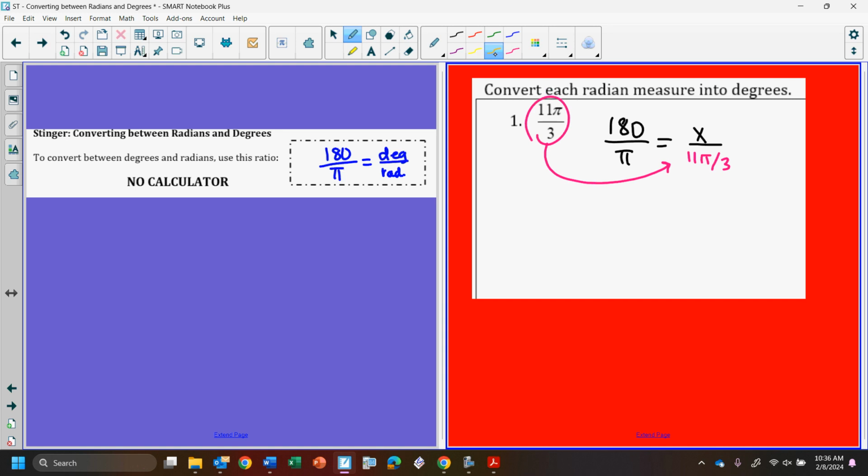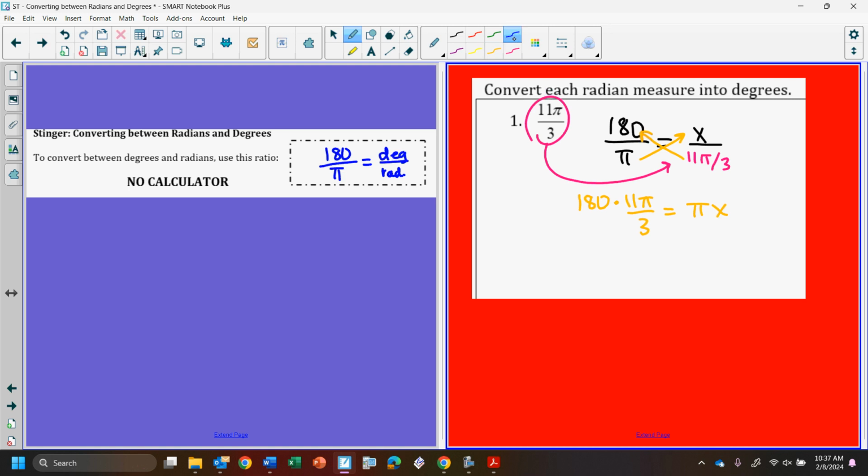Cross multiply, straightforward. So 180 is going to multiply with 11 pi over 3. And don't freak out over it. It's scary looking, but you just got to write it down first and take a breath. What's going to multiply onto the other side? Anybody? Pi times x, gorgeous. Cool.